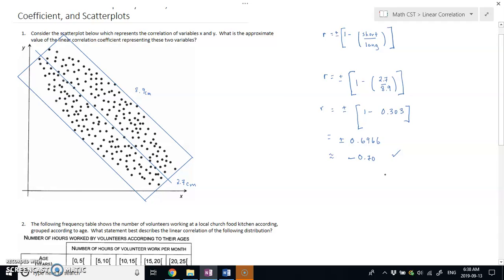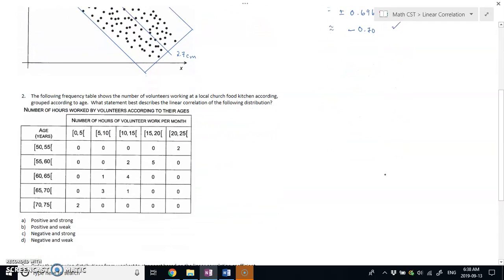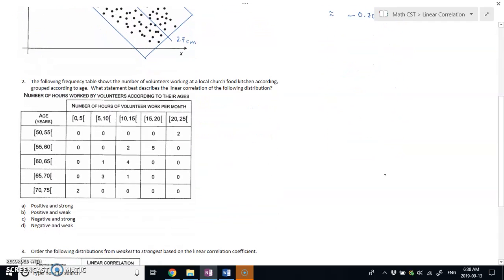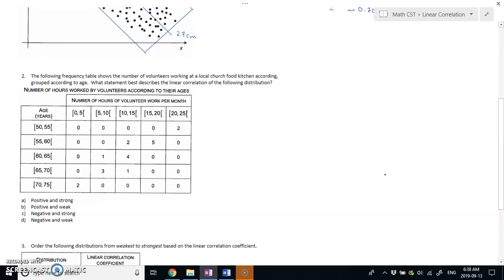I'm going to move down to another question that's quite common. And it's the use of a frequency table. And so I've made a question that says the following frequency table shows the number of volunteers working at a local church food kitchen according to and grouped by age. What statement best describes the linear correlation of the following distribution?